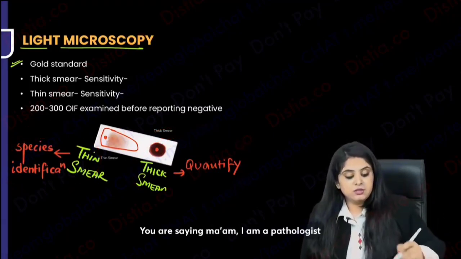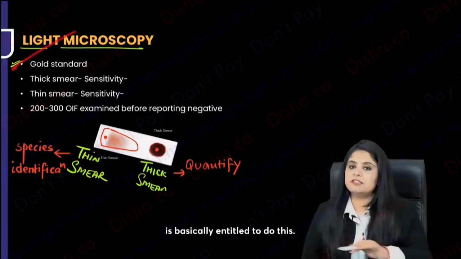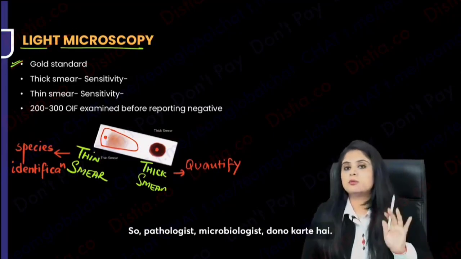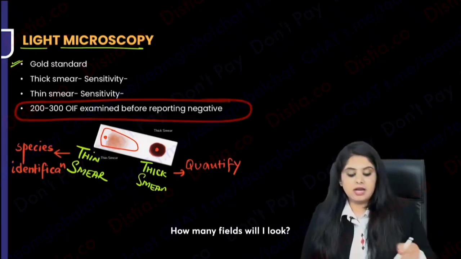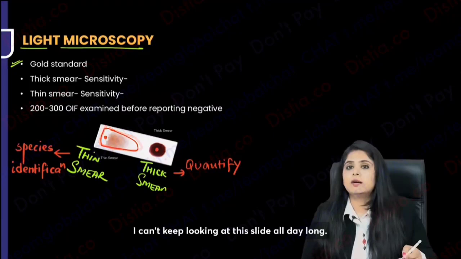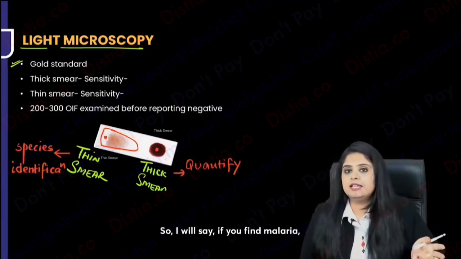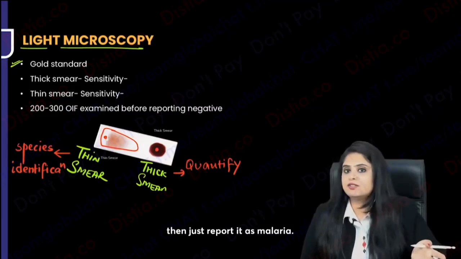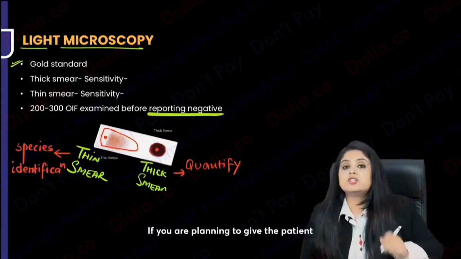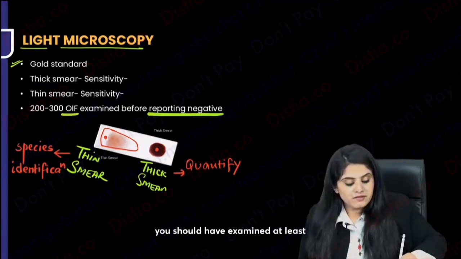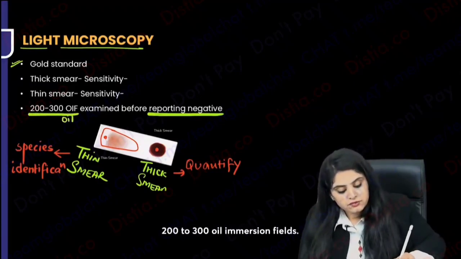And you are saying, ma'am, I'm a pathologist or a microbiologist. Both, anyone with a microscope is basically entitled to do this. So pathologist, microbiologist, both do it. How many fields will I look at? I can't keep looking at this slide all day long. How long do I have to look? If you find malaria, then just report it as malaria, stop looking at it. If you don't find malaria, if you're planning to report the patient as negative for malaria, you should have examined at least 200 to 300 oil immersion fields.